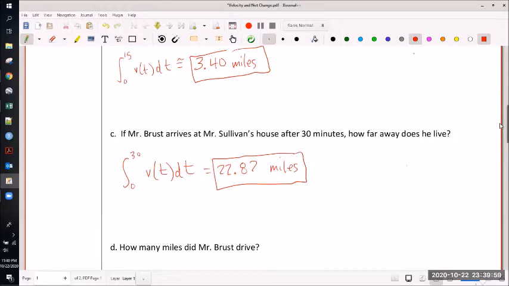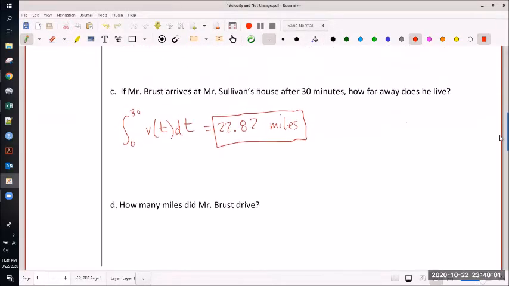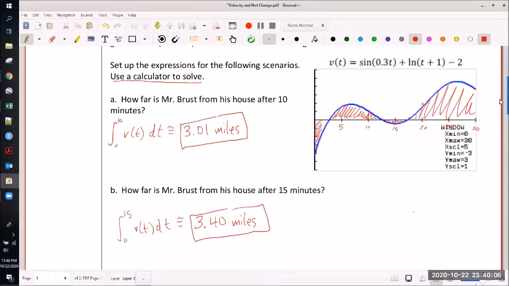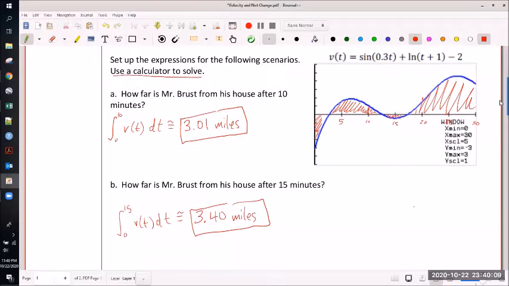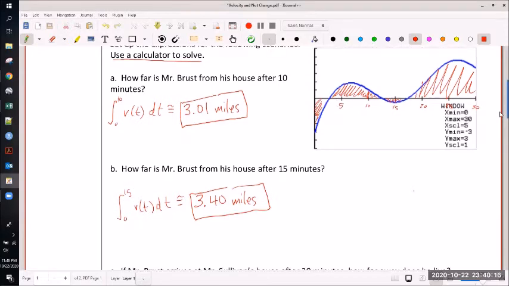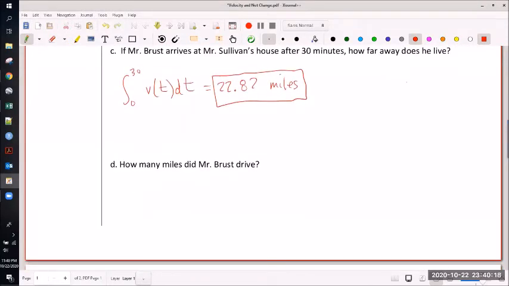All right. The last question for this problem is how many miles did Mr. Brest drive? So how many miles total? So what we actually want to do then is integrate the absolute value. So these negative parts will actually flip up onto the positive side. The way we'll write this is the integral from 0 to 30 of the absolute value of v of t. Now the absolute value of v of t is the speed, not the velocity. The absolute value of the velocity is the speed.